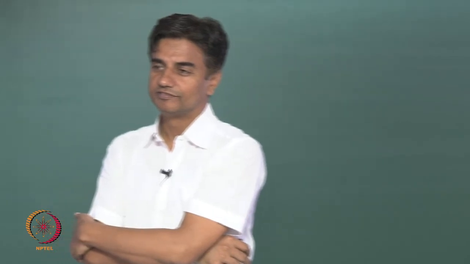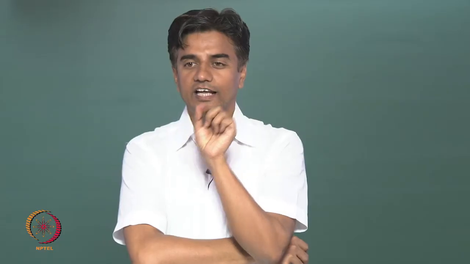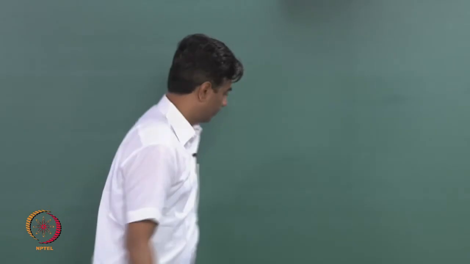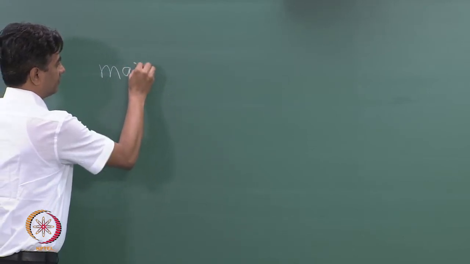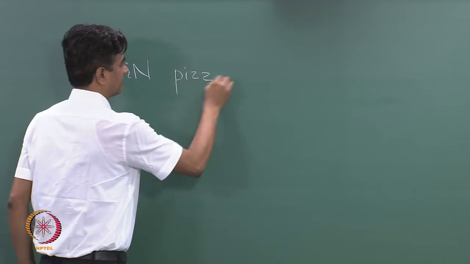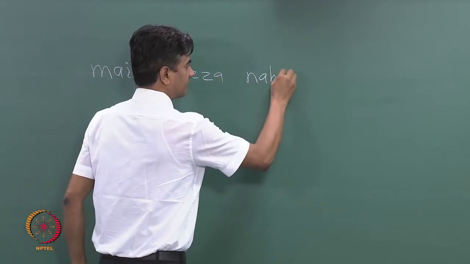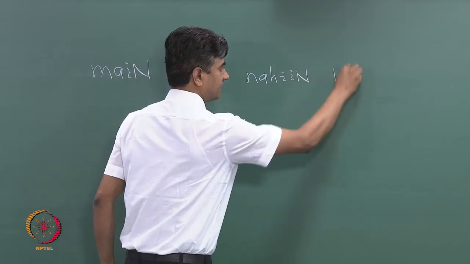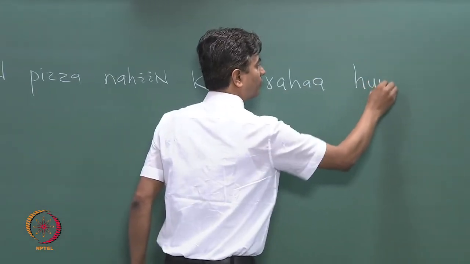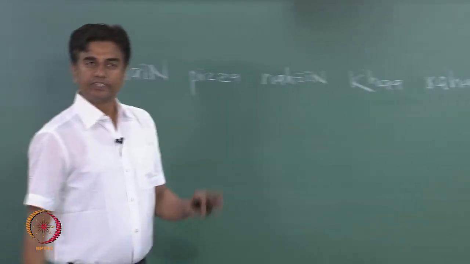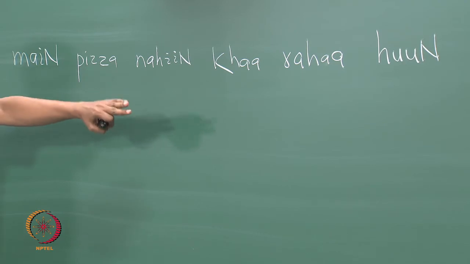How do we say in Hindi, I am not eating pizza? I am not eating pizza. Main pizza nahi kha raha hun. See this thing? Let me use the board for a moment. Here is the point that I am trying to make. Main pizza nahi kha raha hun. Clear? I'll write the glosses only for the parts that I need. Okay?